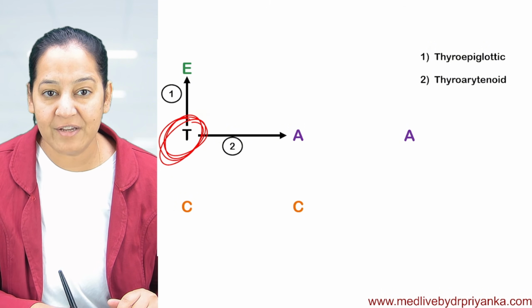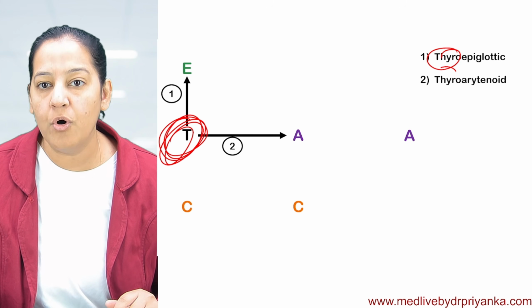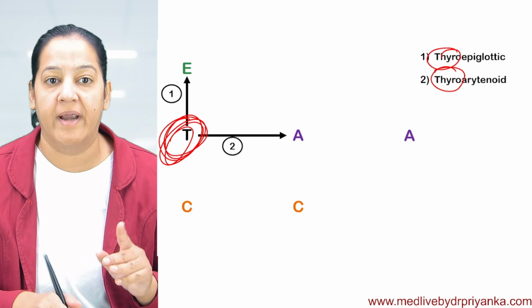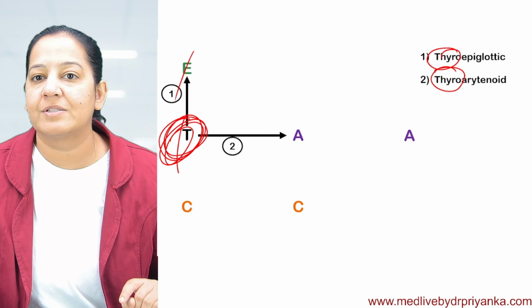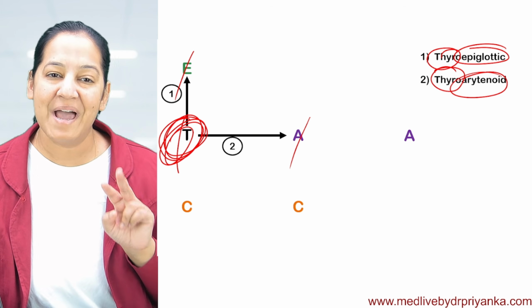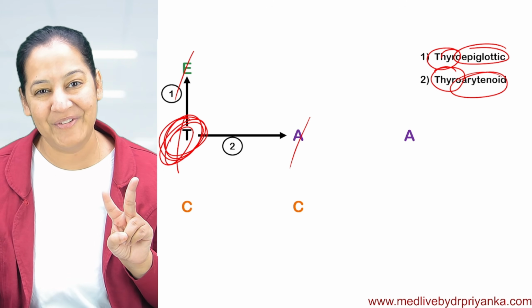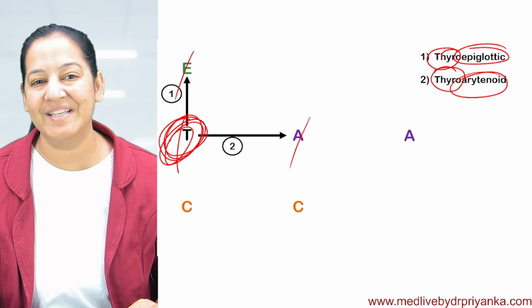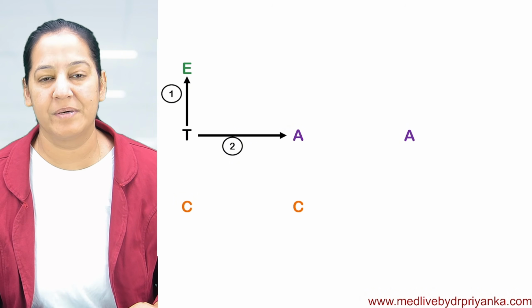The 2 muscles arising from the thyroid, thyro. Both of them arise from the thyroid. One connects the thyroid with the epiglottis, so thyroepiglottic. One connects the thyroid with the arytenoid, so thyroarytenoid. Appreciate the 2 muscles in front of you. Got it? Everyone got these 2 muscles? Okay. So these are the 2 muscles till now.